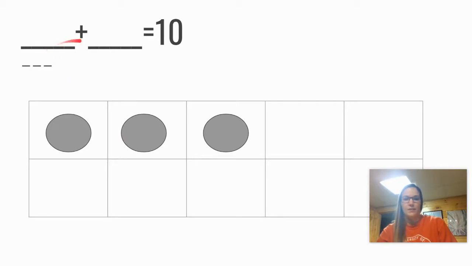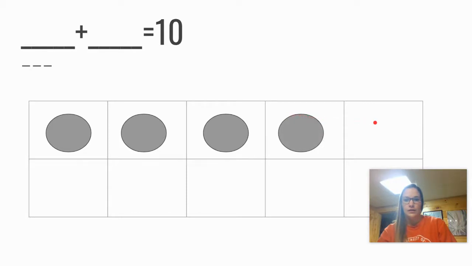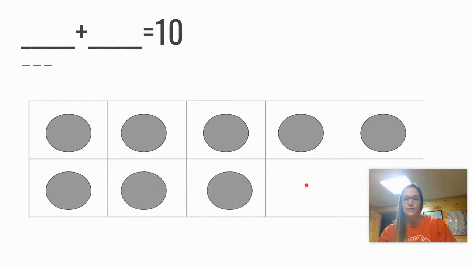Now this one, if you look up at my equation, doesn't have any numbers in there except for 10. So we've got to figure out blank plus blank equals 10. All right? How many are we starting with? 1, 2, 3. Okay, so 3 plus, we're going to see how many more we have to add to get to 10. Okay? 1, 2, count with me, 3, 4, 5, 6, 7.